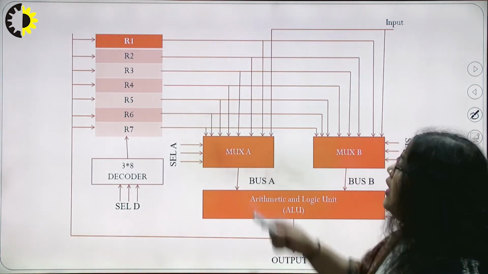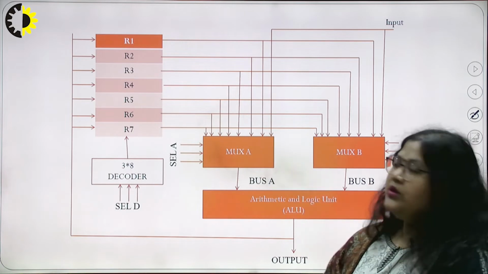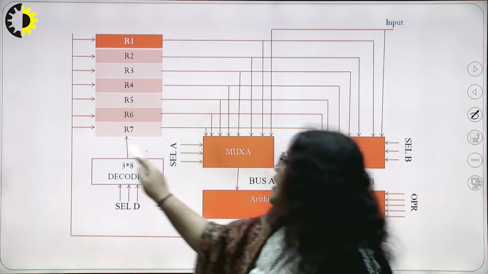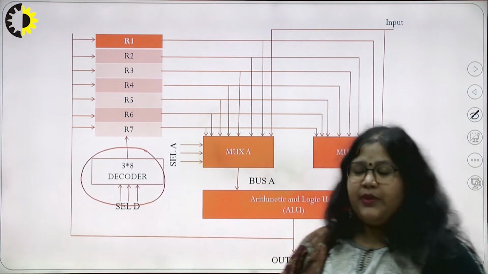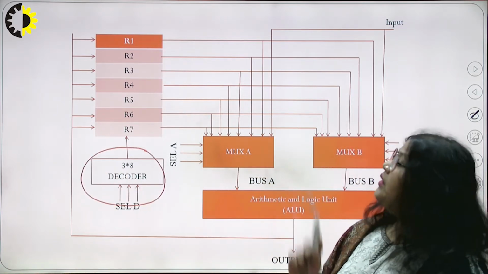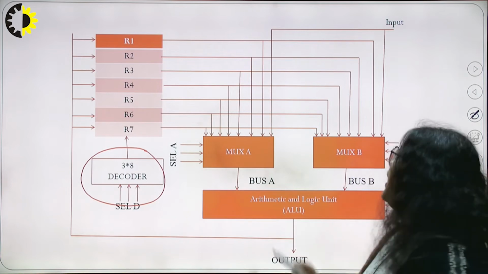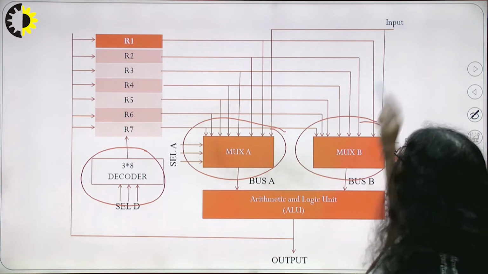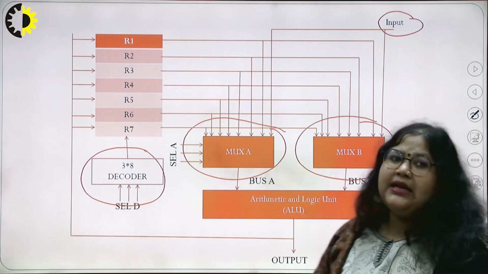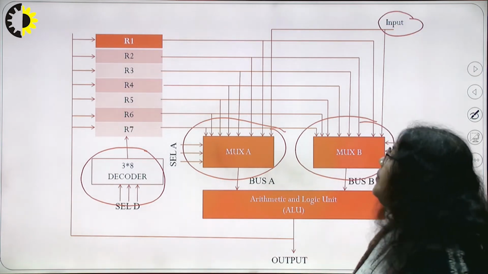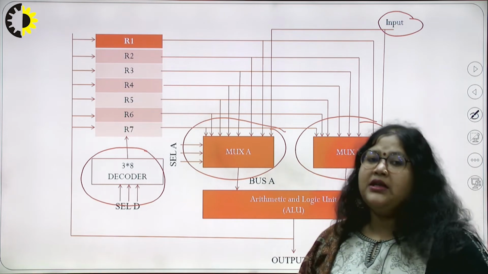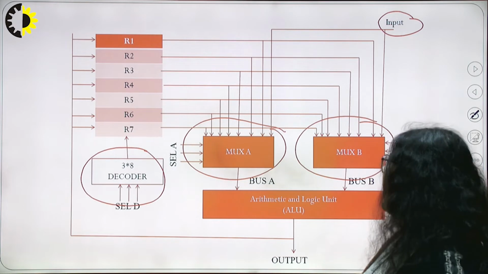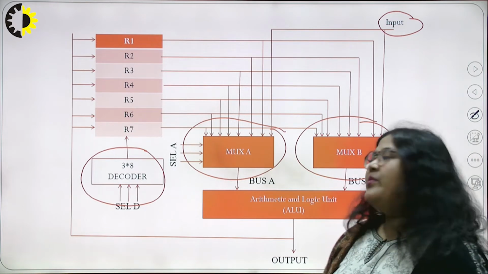Basically, there are a number of registers. There are 7 registers in this particular organization. There is a decoder; I explained the working of the decoder in this register organization. There are muxes: this is mux A, this is mux B, and this is the input. So how many inputs come for mux A or mux B? There are 8 inputs received by mux A and 8 inputs received by mux B.